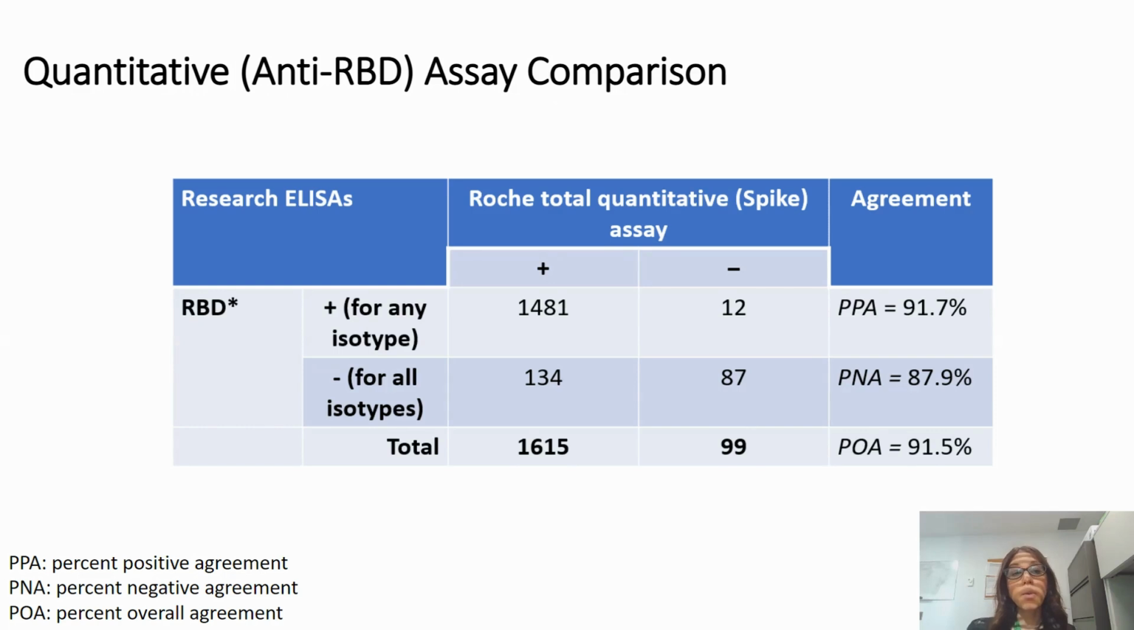We next compared the Roche anti-spike assay, which targets the receptor binding domain, with the research ELISA targeting the RBD as well. Here, we have a similar percent positive agreement compared to the anti-nucleocapsid assay, and a much better negative agreement. So overall, the comparison with the anti-RBD assays shows a better comparison, although we did consider both assays to be acceptable for our research study.